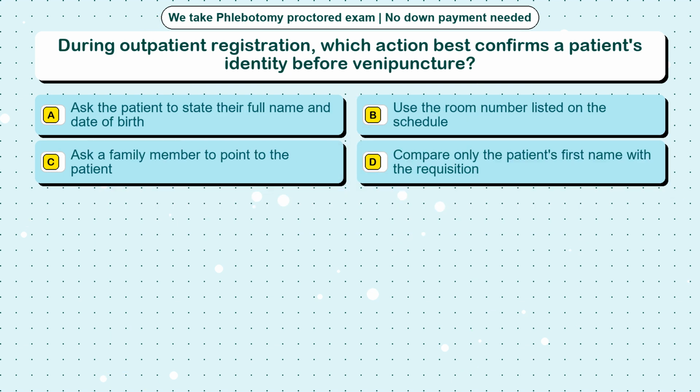Question 58. During outpatient registration, which action best confirms a patient's identity before venipuncture? Option A. Ask the patient to state their full name and date of birth. Option B. Use the room number listed on the schedule. Option C. Ask a family member to point to the patient. Option D. Compare only the patient's first name with the requisition.